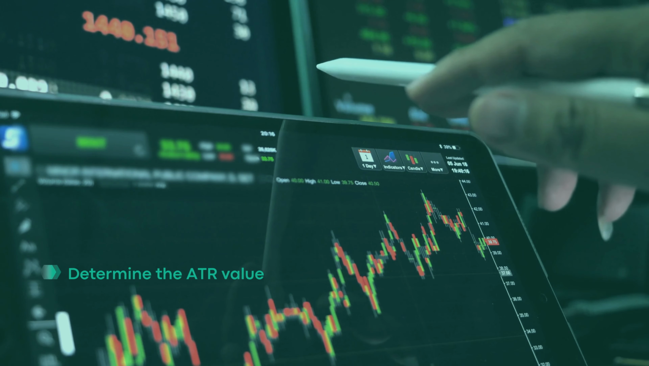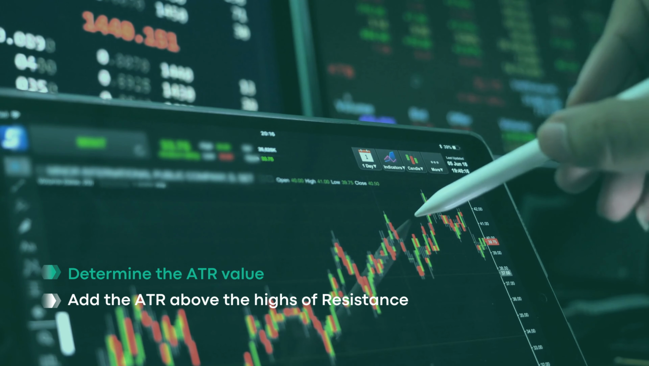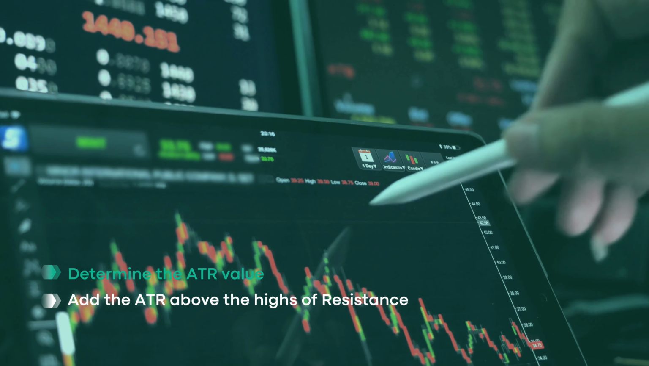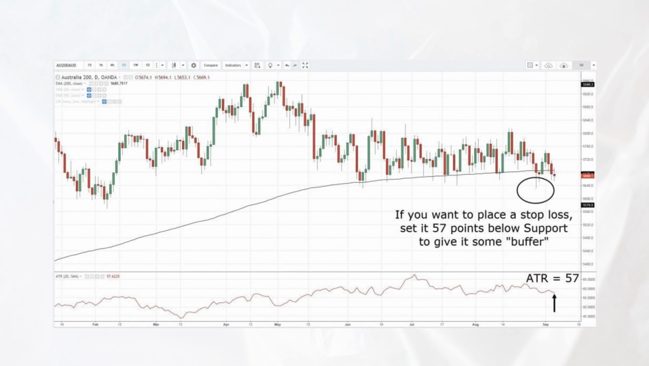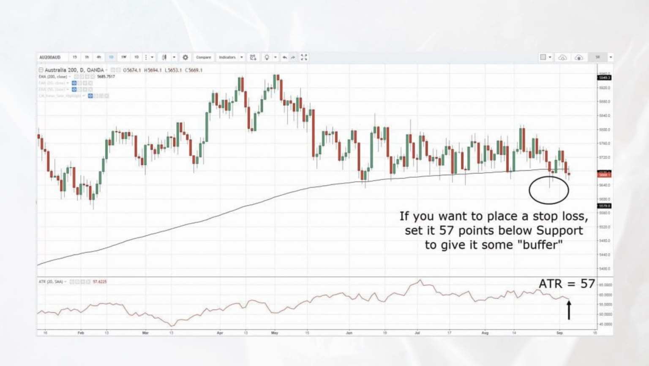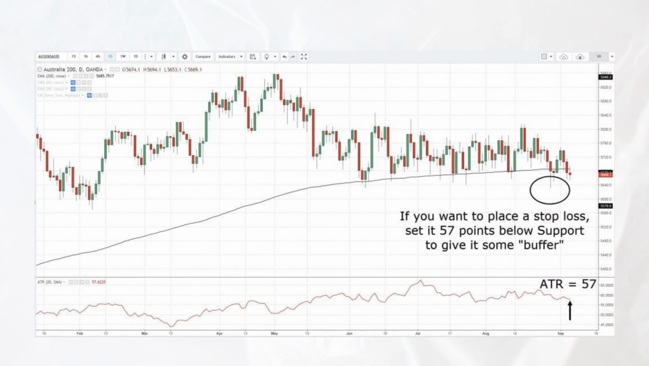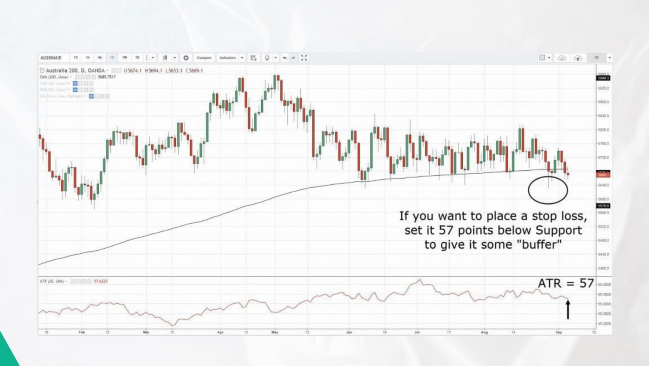Determine the average true range value and add the average true range above the highs of resistance. Here's an example. Now, if you want to give your trade more room to breathe, you can multiply the average true range value by 2, 3, or 4.